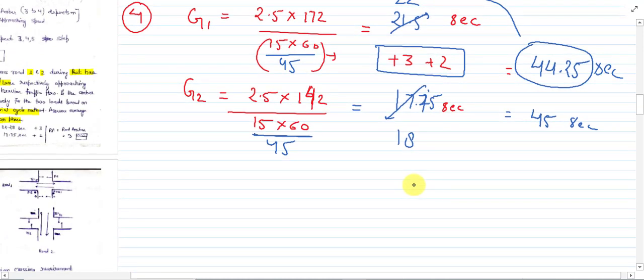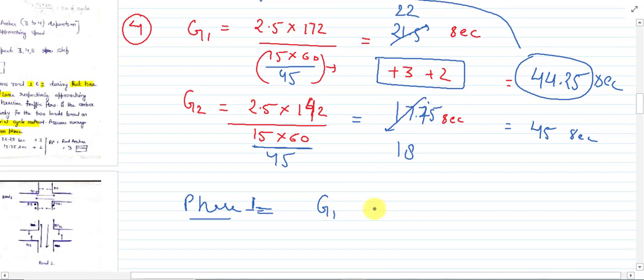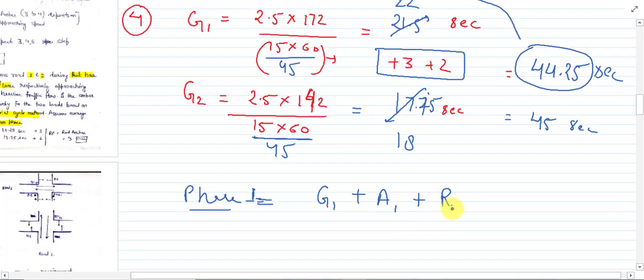Now we have phase 1, which is related to road 1, so G1 having the higher value, which is 22 seconds, plus amber time for road 1, taken as G plus red 1 plus red amber time.